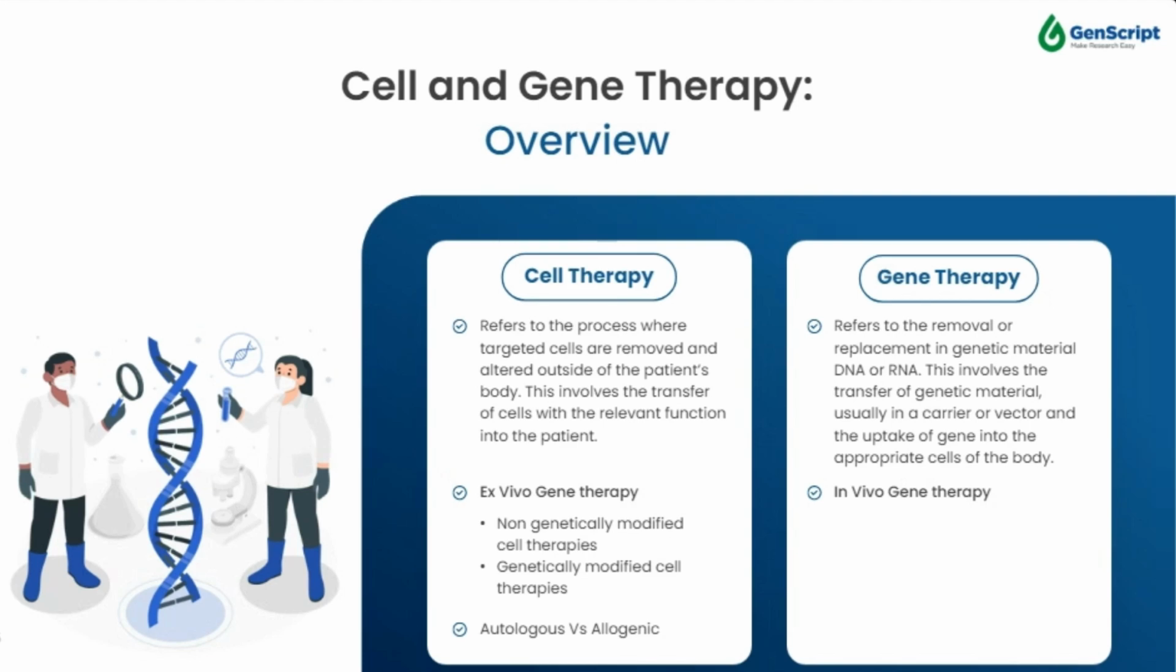Cell therapy can utilize different types of cells, including stem cells, immune cells, and specialized cells from various tissues or organs. Cell therapy can in general be defined as autologous or allogeneic. An autologous therapy uses the patient's own cells to treat the disease, while in allogeneic therapy, cells come from a single source and are used to treat many patients.